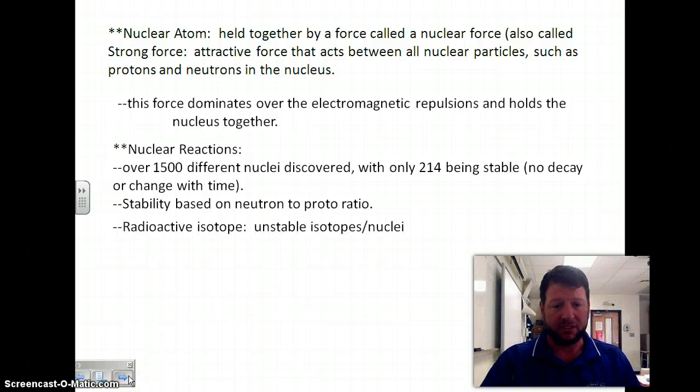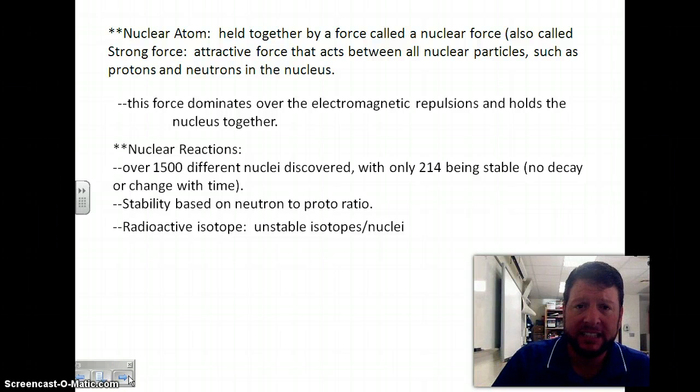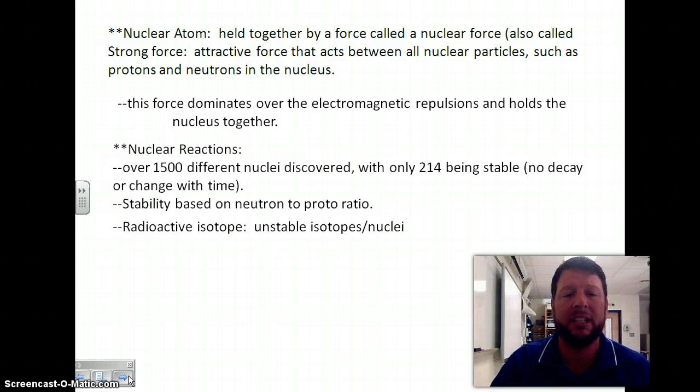Now, radioactive isotopes are basically unstable isotopes. That's all they are. So everything that is an unstable isotope is called radioactive. It's a radioactive isotope.